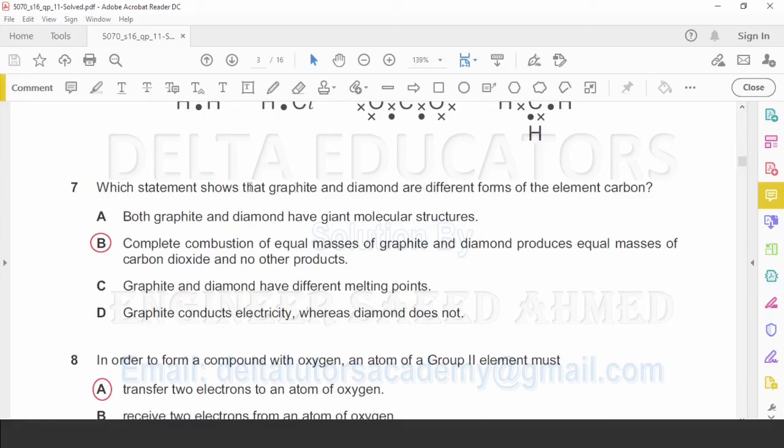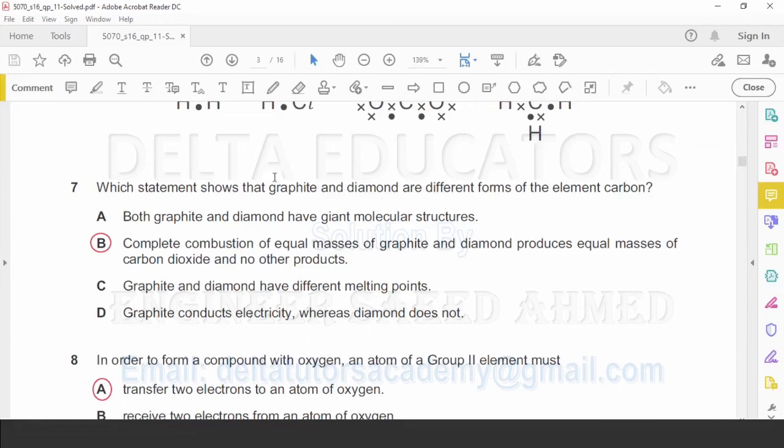Option B. Complete combustion of equal masses of graphite and diamond produces equal masses of carbon dioxide and no other product. Yes, it is correct option. This statement describes the chemical properties of an element. When carbon is reacted with oxygen, we will get only carbon dioxide. We cannot get only carbon dioxide by reacting any other element with oxygen. We cannot get carbon dioxide by reacting sulfur with oxygen. We cannot get carbon dioxide by reacting nitrogen with oxygen. We can get carbon dioxide only by reacting oxygen with carbon.